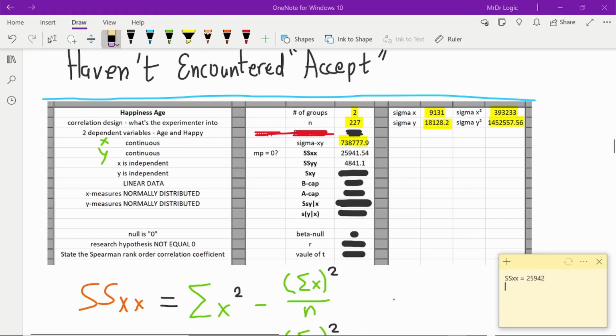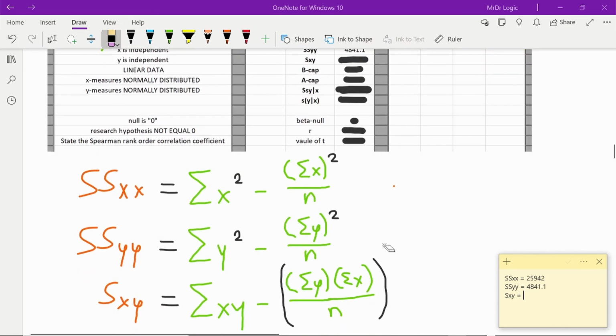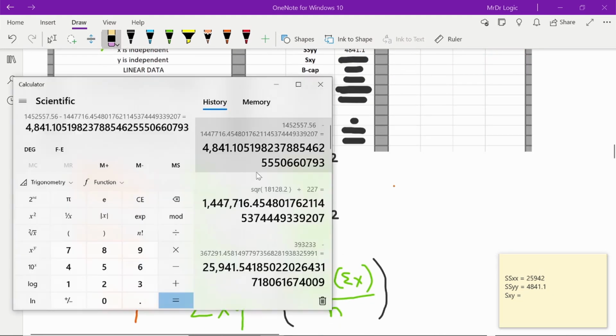Copy, paste, except this is YY. We just established 484.1.1. Then XY, X equal to... We haven't calculated that, so let's do that right now.